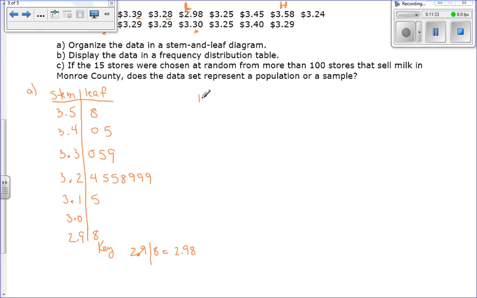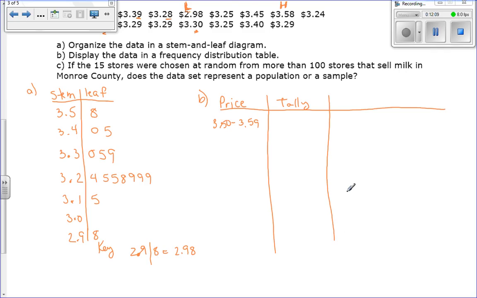And then in part B, it asks us to display the data in a frequency distribution table. In the table, the first thing we're going to have listed is our price, and we're going to do it just like we did over here, except in a range. This one would be 350 to 359. Then I would have my tally marks, so I can mark my data. And then the very last column is frequency. Frequency simply means how many.